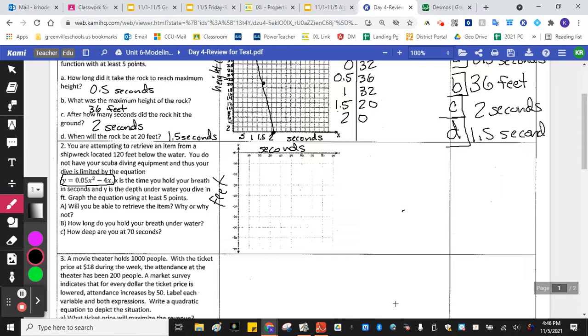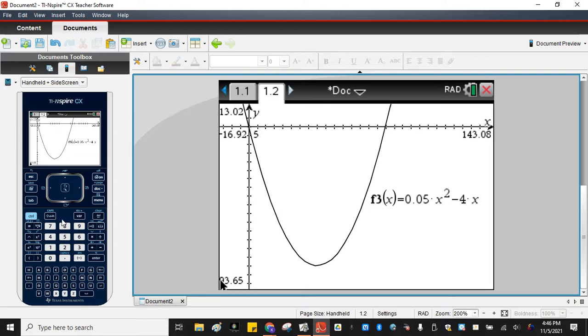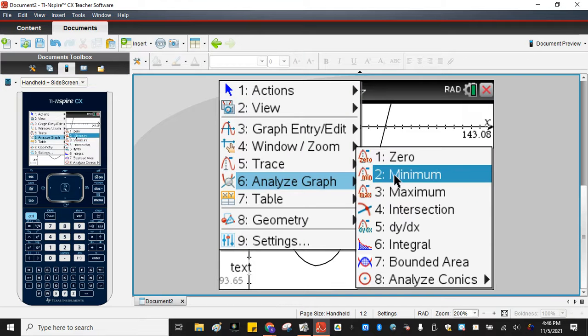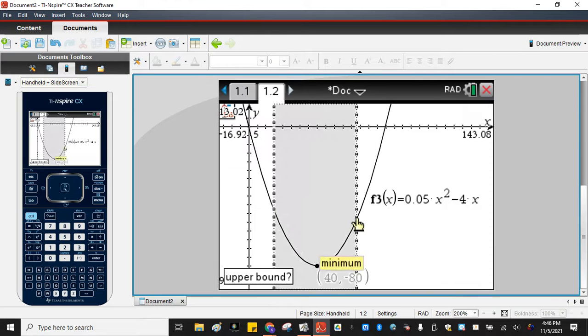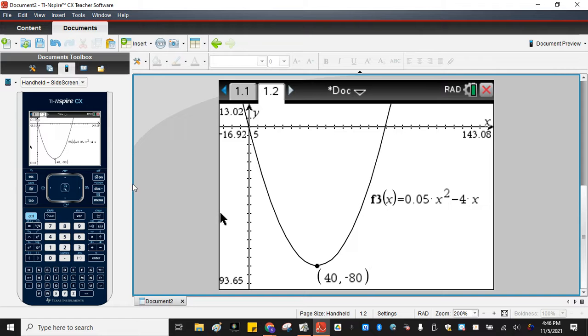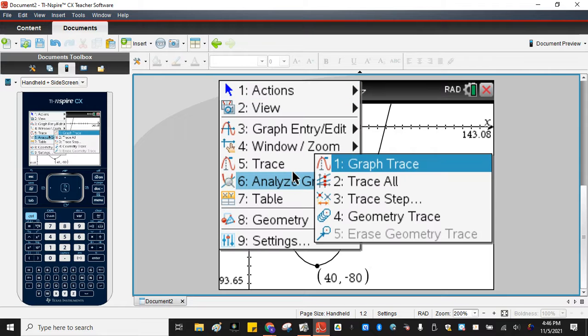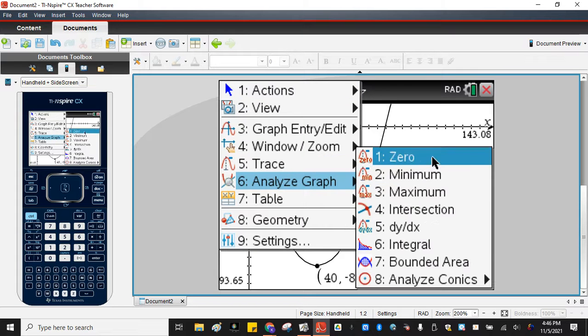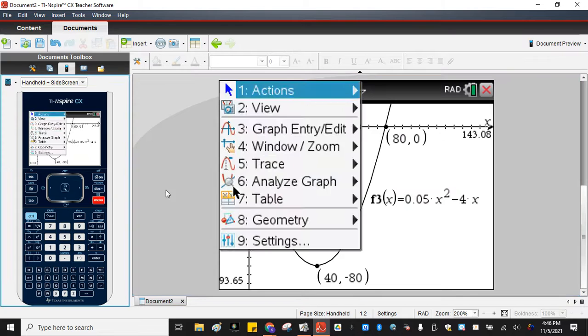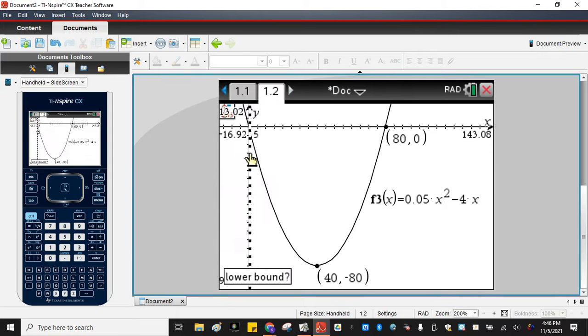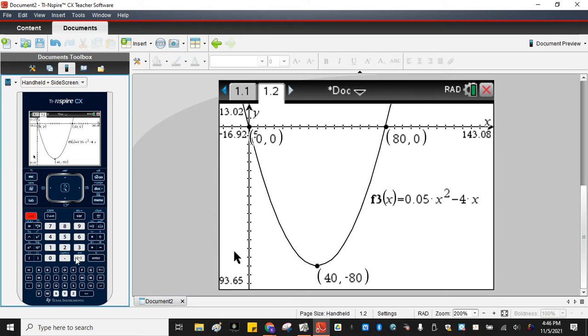I know what's going on. I kept hitting maximum, and I am looking for a minimum. Menu, analyze, minimum. Duh. 40, negative 80. Menu, analyze, 0, 80, menu, analyze, 0, 0, 0. And then I'll do the table.